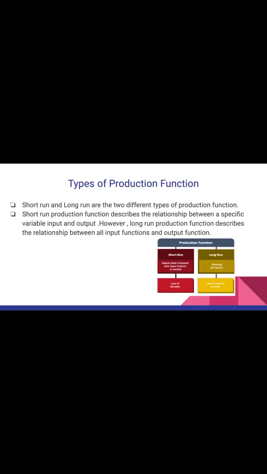Now I'm going to explain about types of production function. Types of production function is basically two, and they are short run and long run. So they can be further classified into law of variable proportions and law of return to scale. So short run is nothing but giving a relationship between a single input variable to an output function. However, long run is nothing but considering all the input relationship to an output function.